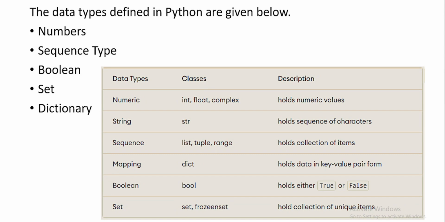Now you can see more description in this table: numeric, int, float, complex. You can see classes is the heading, because as we discussed, in Python all the variables are basically classes and their objects. So data types are also classes: int, float, complex, str, list, tuple, range, dict, bool, set, frozenset. All these are classes, and the values held by the variables are the objects of these classes. So these are the data types available in Python.